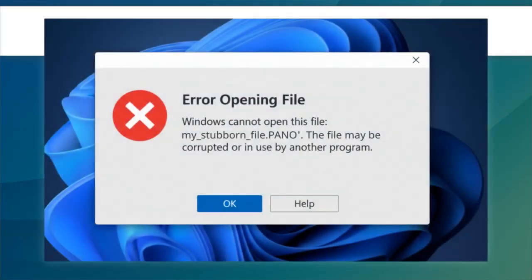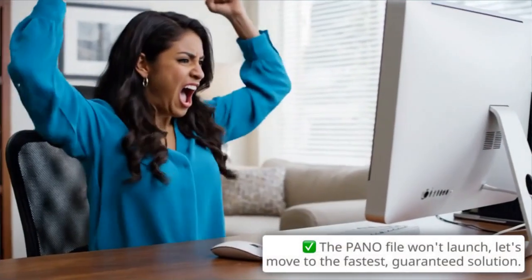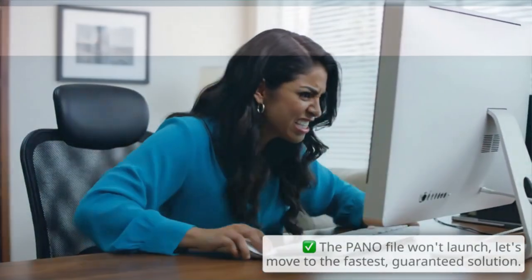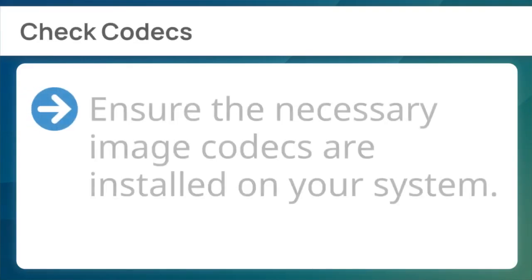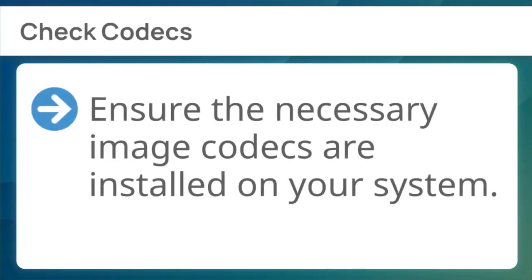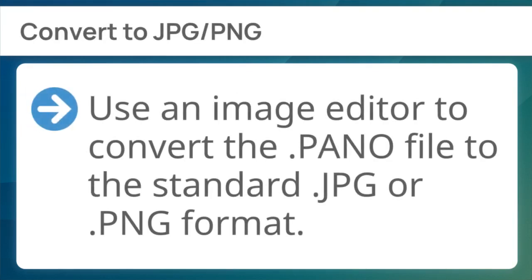If you still cannot open your PANO file, that is okay. Your system failed to open the PANO file. We need to bypass the failure by running these 3 crucial diagnostic steps right now. First, use Image Viewer. Open the file using an image viewer, e.g. Google Photos, Picasa, that supports panoramic projection. Next, check codecs. Ensure the necessary image codecs are installed on your system. Finally, convert to JPG or PNG. Use an image editor to convert the PANO file to the standard JPG or PNG format.